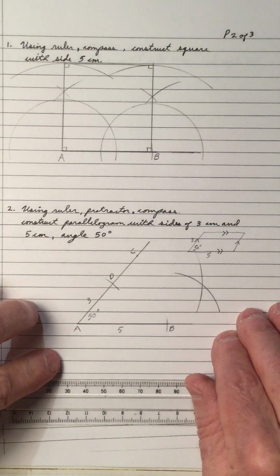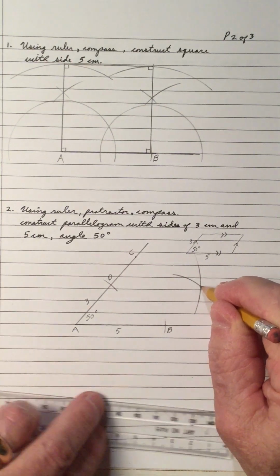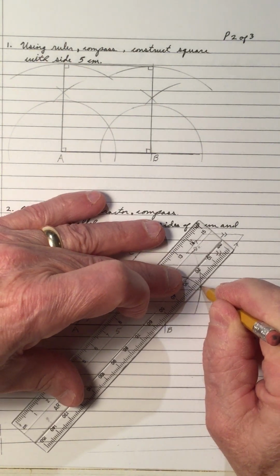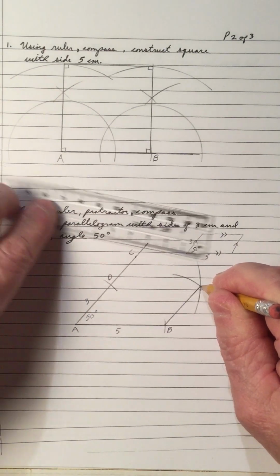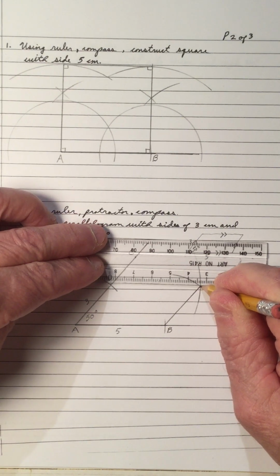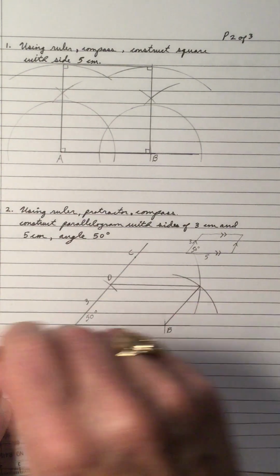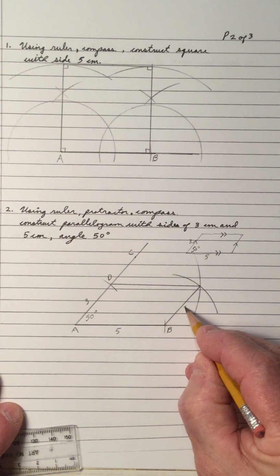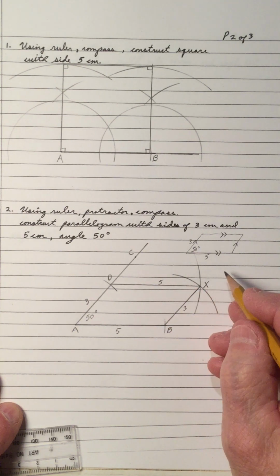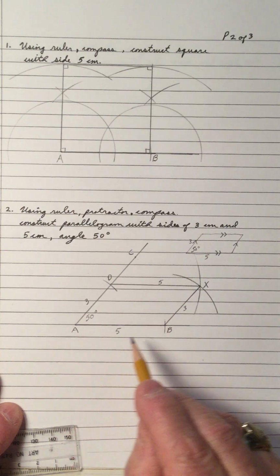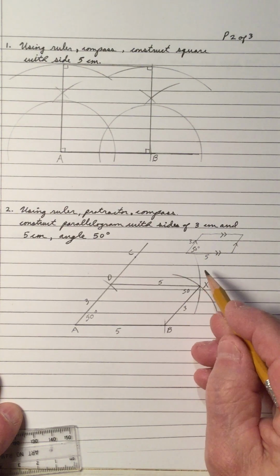So when you join that up, from here to here would be 3, and from here to D, let's go. So what I have is this is 3, this is 5, so if you want to call this point X, I have parallelogram A, B, X, D, and this angle up here would be 50.